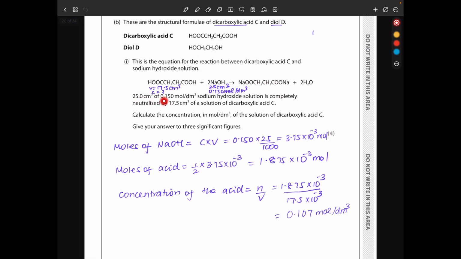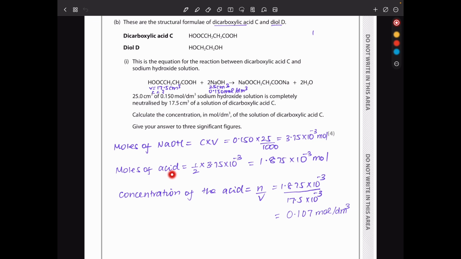They say 25 centimeters cubed of 0.15 mole per decimeter cubed sodium hydroxide solution is completely neutralized by 17.5 centimeters cubed of a solution of dicarboxylic acid C. Calculate the concentration in mole per decimeter cubed of the solution of dicarboxylic acid C and give your answer to 3 significant figures. So since I have the components for sodium hydroxide, I'm going to begin from here. Moles of sodium hydroxide should be the concentration times the volume, but the volume should be converted to decimeters cubed. That's why I divide by 1000 and I got that.